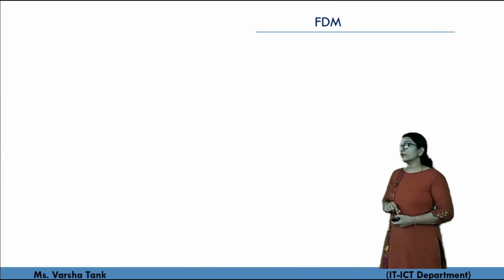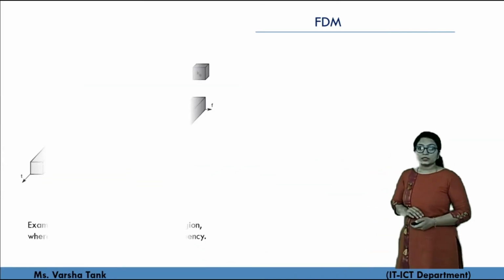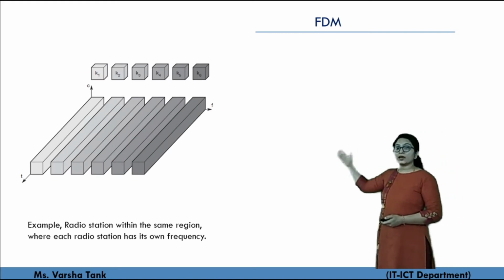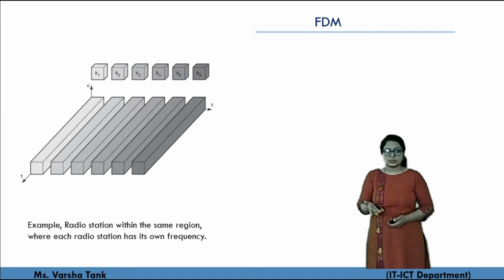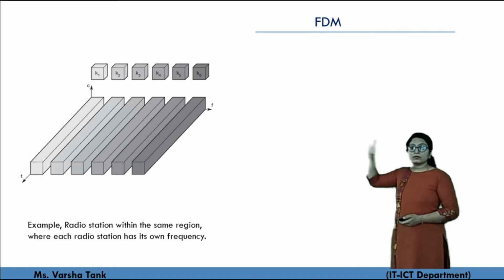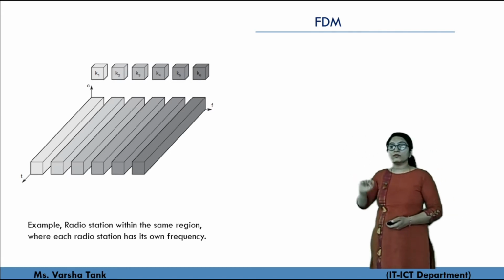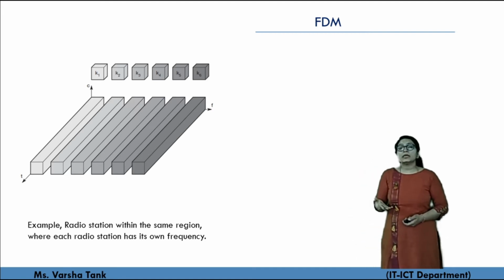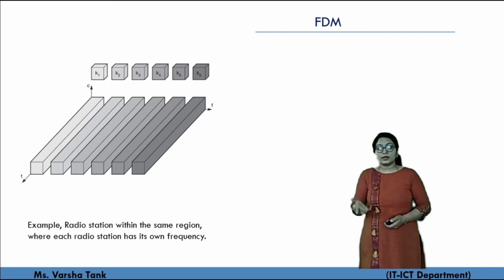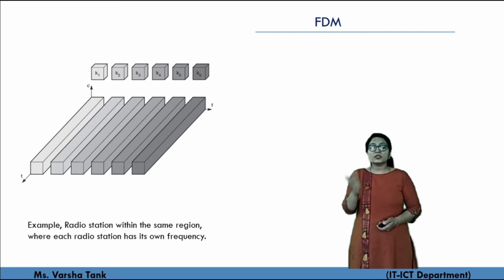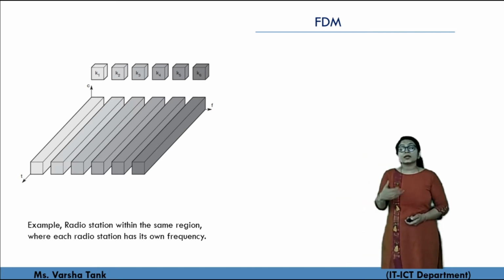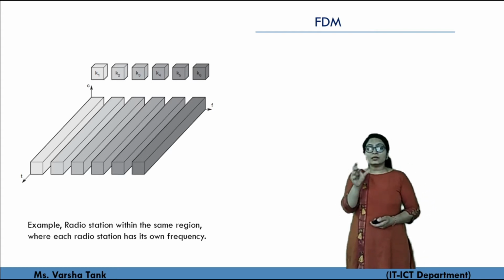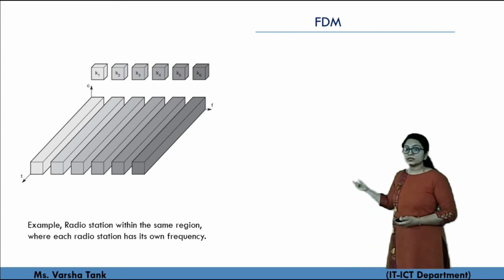Next is frequency division multiplexing. Let's have a look at this figure: the entire area is divided according to frequency. So in one area we are using different frequencies. How can we define frequency division multiplexing? For example, in Ahmedabad there are multiple radio channels. For example, Radio Mirchi, My FM and Radio City are using their own frequencies. So that is the real life example of frequency division multiplexing.